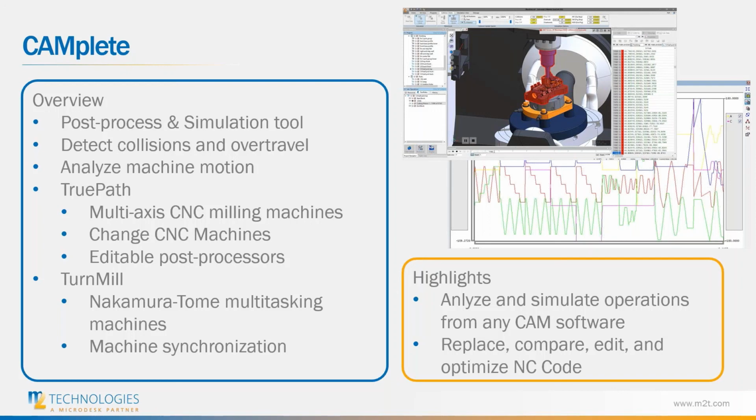The other option is Turn Mill, which is specifically designed for Nakamura Tome multitasking machines. These machines allow for multiple CAM operations to be performed simultaneously by different tools. And so this gives you tools for machine synchronization to make sure that the machine is working as quickly as possible on the 2 different parts without any collision between the different cutting bits.